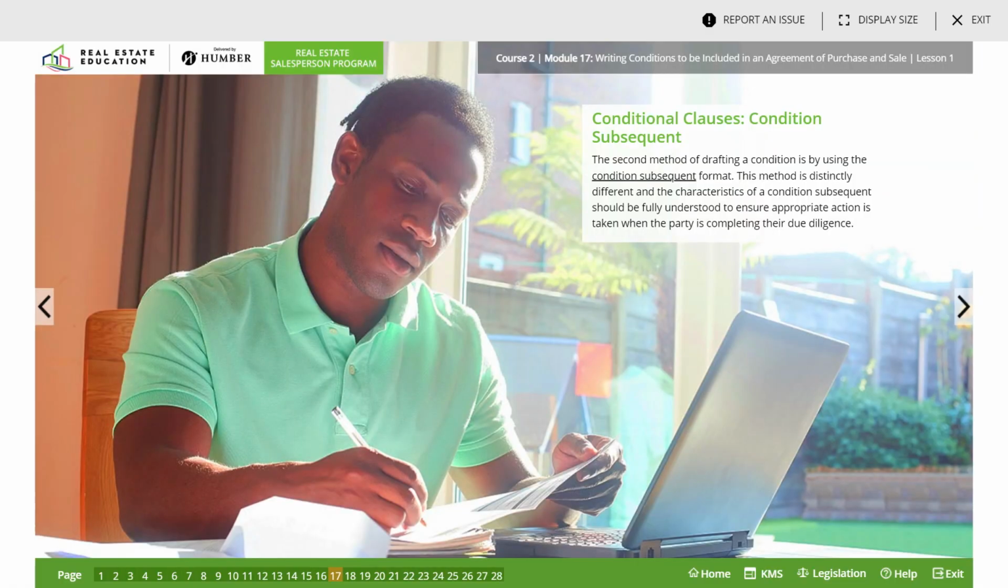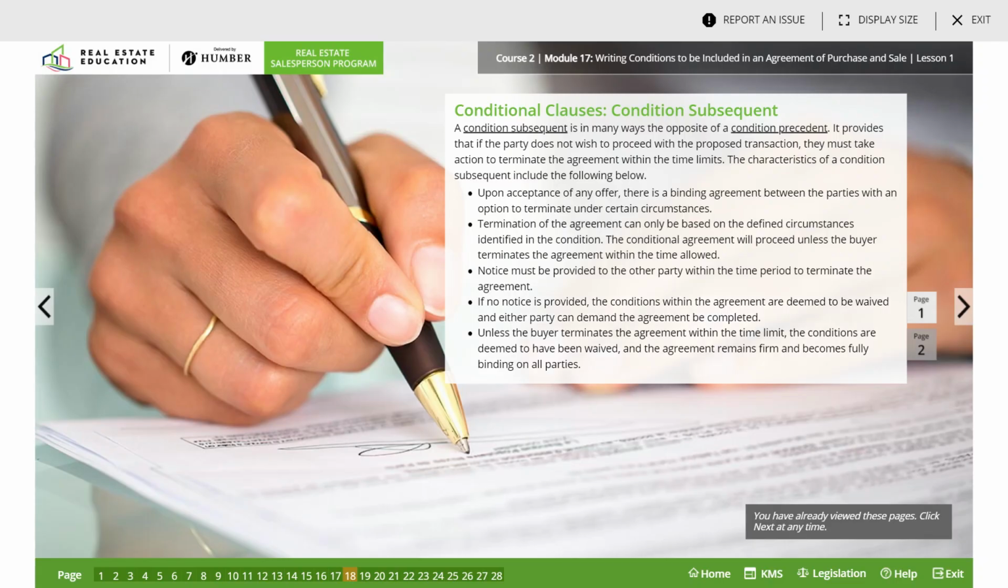I'm just going to go over the last one. The second method of drafting a condition is by using condition subsequent format. This method is distinctively different, and characteristics of a condition subsequent should be fully understood to ensure appropriate action is taken when the party is completing their due diligence.